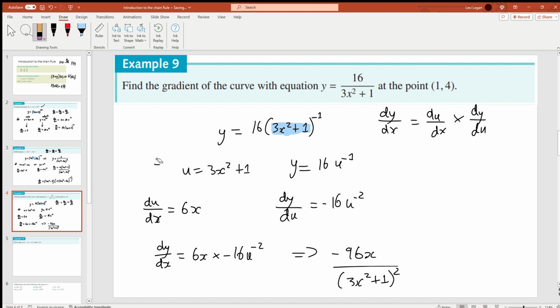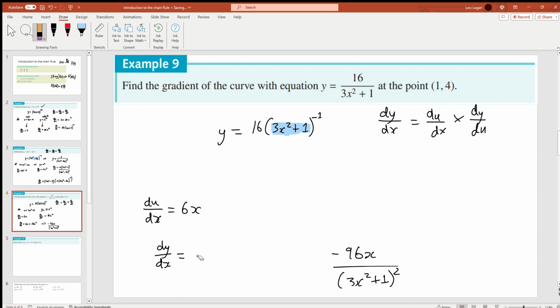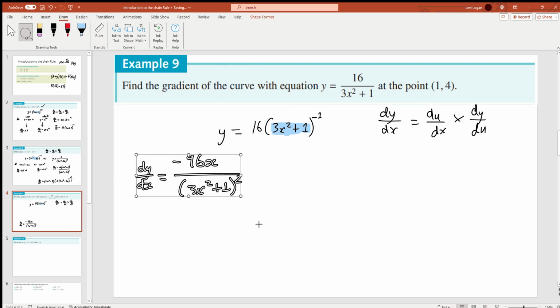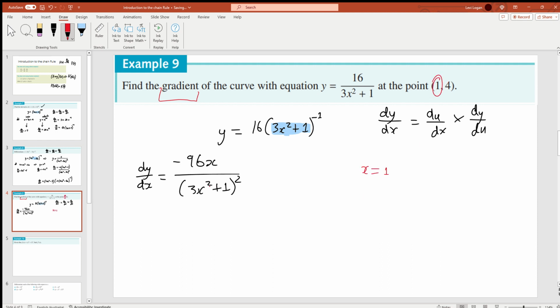So I'm just going to rub this stuff out because we're not done yet. Now, the question is finding the gradient of the curve at the point (1, 4). It doesn't matter what the 4 is, all that matters is the x value. So when x is equal to 1, all we're going to do is substitute x equals 1 into our equation here.